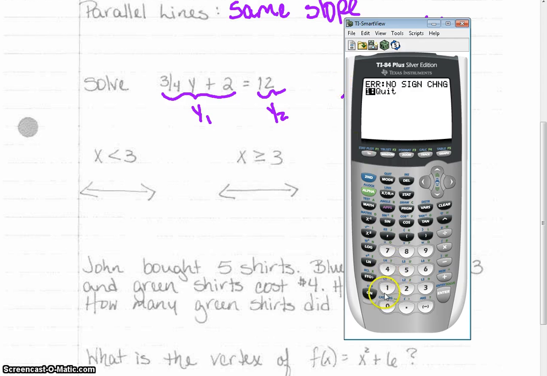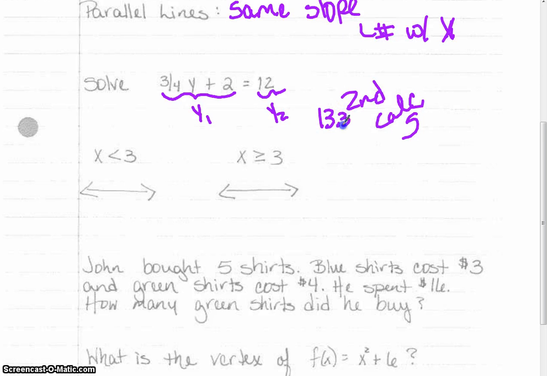And when it gives you an error like this, you quit that and you go to zoom. 3 for out. You must press enter for it to actually zoom out. You let it draw. You continue to press enter until you see where the lines cross. I can see where the lines cross here, so I don't have to press enter again. Then you do your second calc 5 all over again. Second calc 5, enter, enter, enter. X is 13.33. That would be your answer. So 13.33 is what you're looking for.